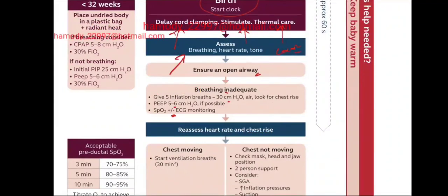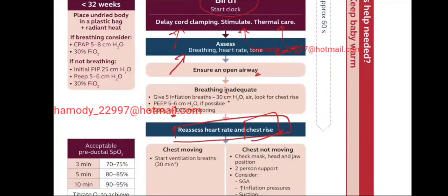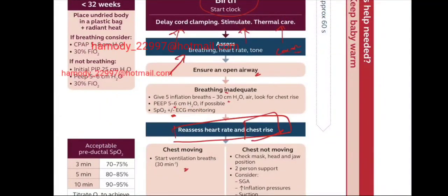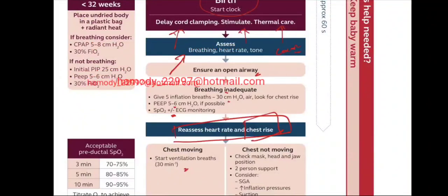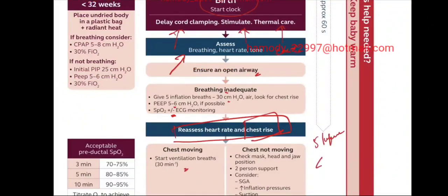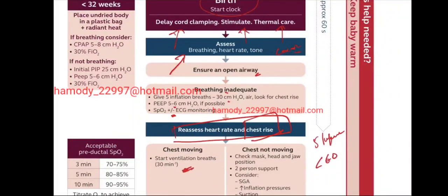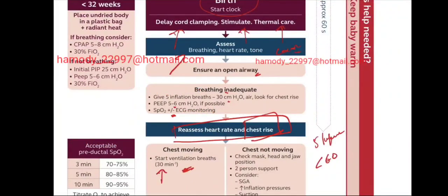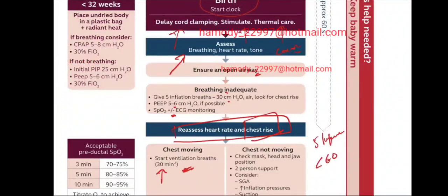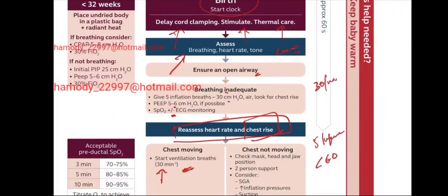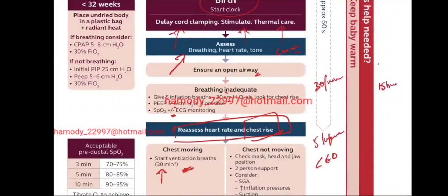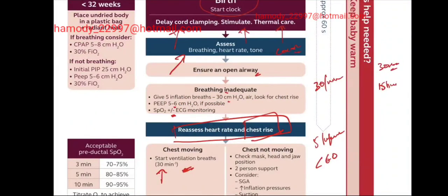And reassess the heart rate and chest rise. First thing you're concentrating on is the chest rise. If the chest is moving, you give 5 inflation breaths. After giving 5 inflation breaths, if the heart rate is still less than 60, then you give continuous breaths for 30 seconds at a rate of 30 per minute. That means you're giving 15 breaths over 30 seconds and reassessing the heart rate.